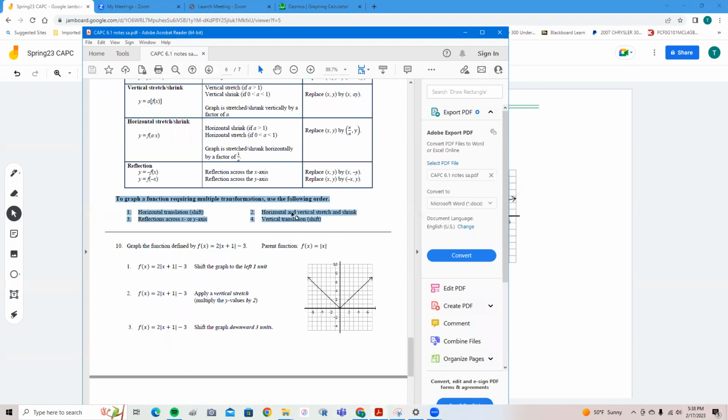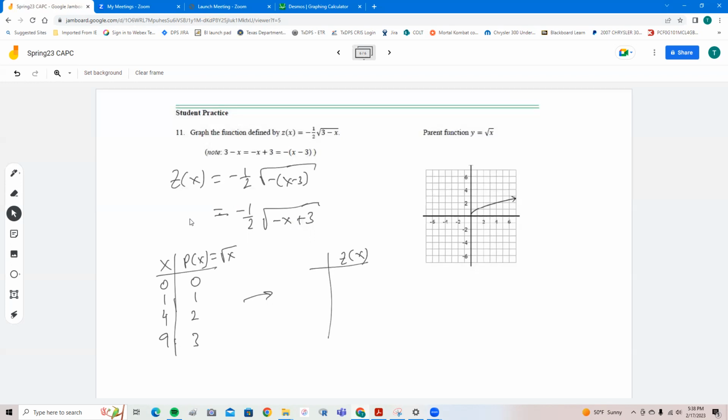Again, we want to do the horizontal translation first, and then our stretch and shrink. So in that order. So we're going to subtract 3, remember, because it's the opposite, right? The +3 shifts to the left, so that makes the x coordinates decrease. So this +3 in the translation means we're going to subtract 3 from the x coordinates, and then we're going to change the sign. So write that down.